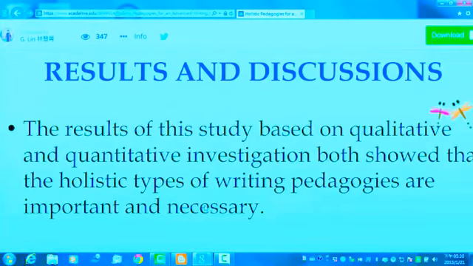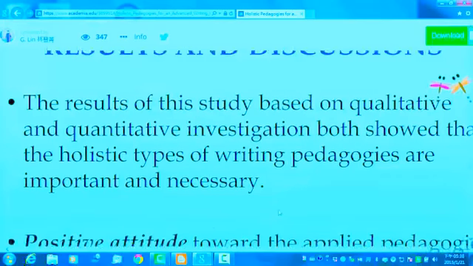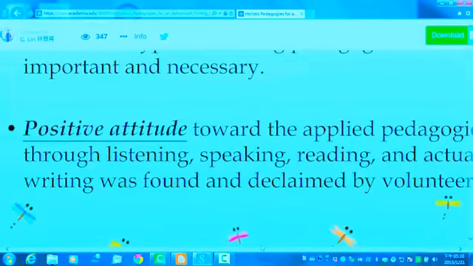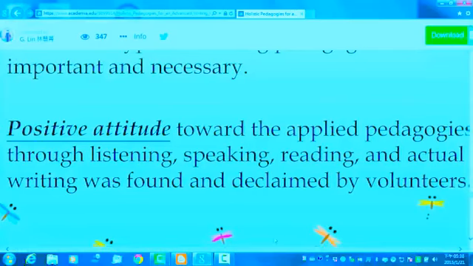The result and the discussions. The result of this study, based on a qualitative and quantitative investigation, shows that the holistic type of writing pedagogies is important and necessary. And a positive attitude toward the applied pedagogies through listening, speaking, reading, and actual writing was found and declared by volunteers.